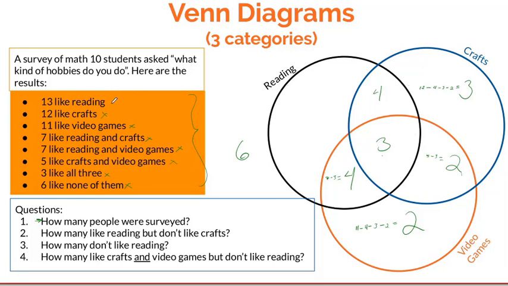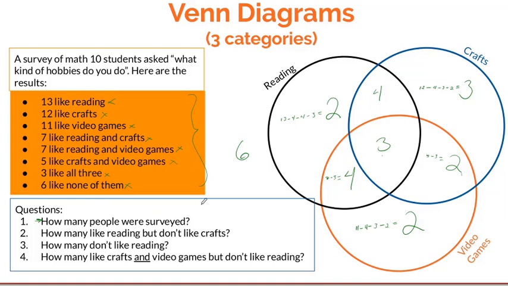All right, and then same idea for the reading. I'm going to come here and start with my 13, but I'm going to take away the 4 and the 4 and the 3 that I've already accounted for elsewhere in the reading circle, and that leaves me with, let's see, 13 minus 3 is 10, minus 8 is 2. All right, now we've got our Venn diagram completely filled out. I'm going to start answering these questions.